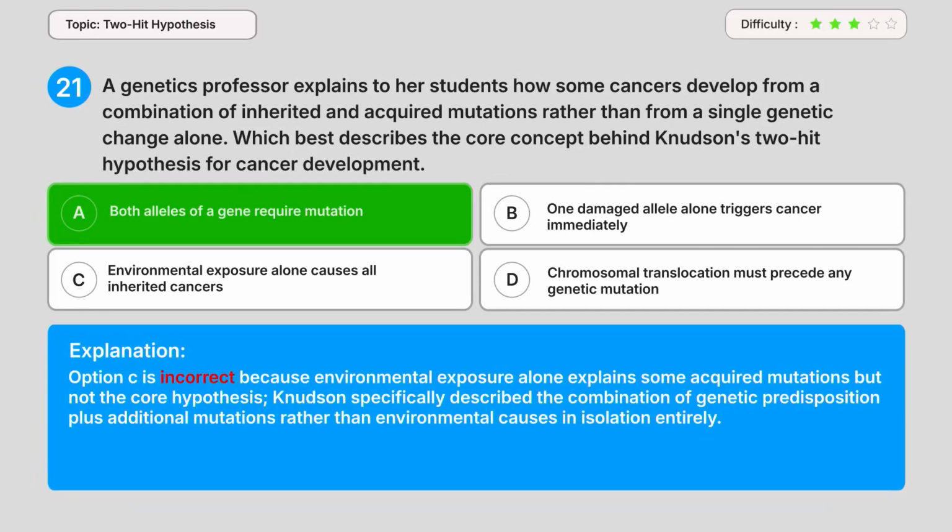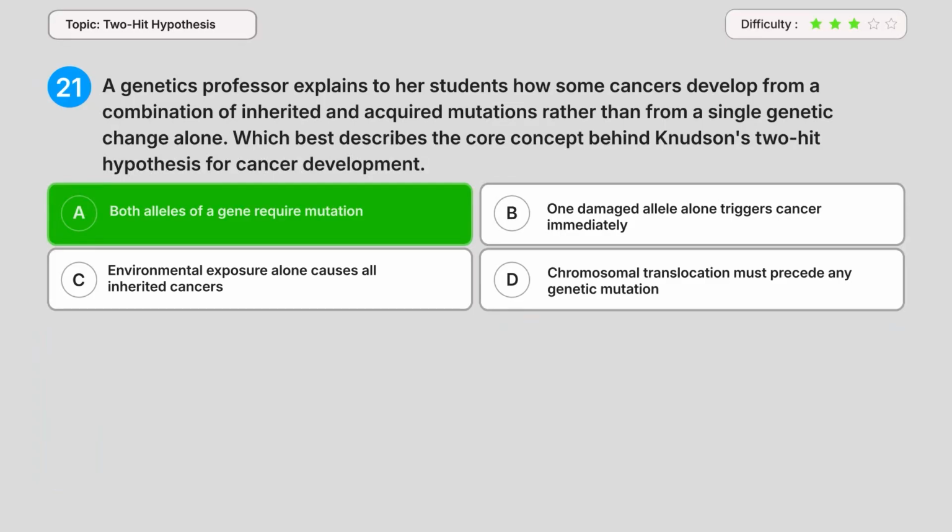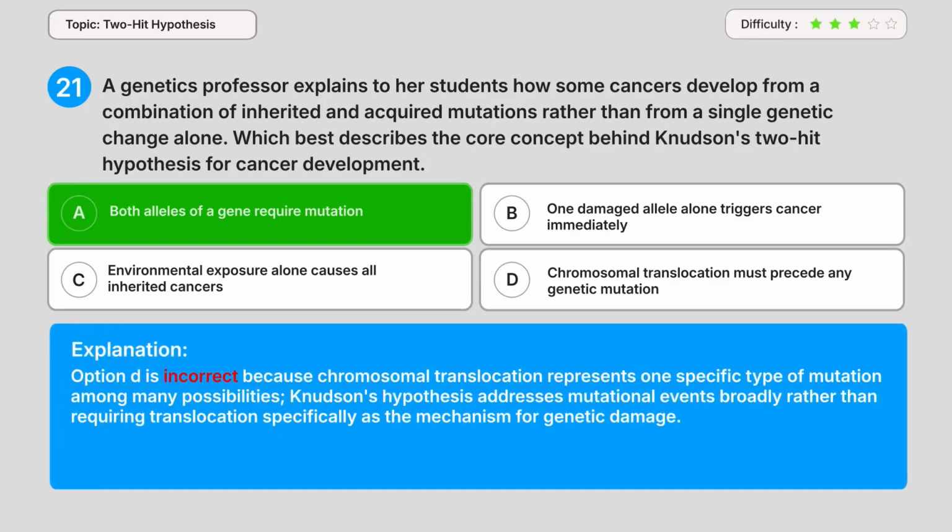Option C is incorrect, because environmental exposure alone explains some acquired mutations, but not the core hypothesis. Knudson specifically described the combination of genetic predisposition plus additional mutations rather than environmental causes in isolation entirely. Option D is incorrect because chromosomal translocation represents one specific type of mutation among many possibilities. Knudson's hypothesis addresses mutational events broadly rather than requiring translocation specifically as the mechanism for genetic damage.